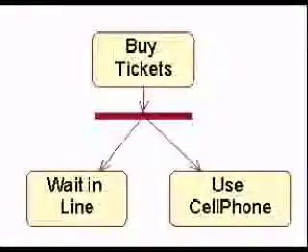A fork has one incoming transition and several outgoing transitions. When the incoming transition is triggered, all of the outgoing transitions are taken in parallel. In this diagram, you can see one incoming transition and two outgoing transitions.